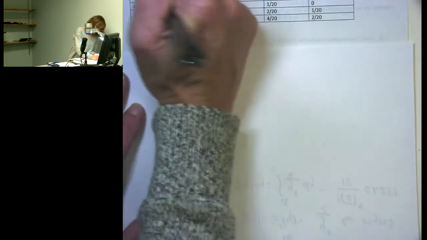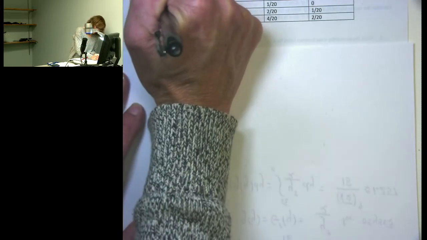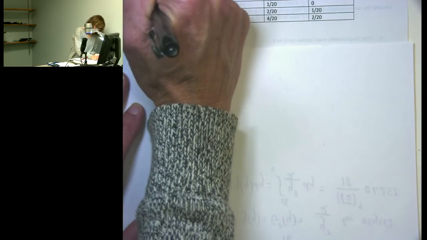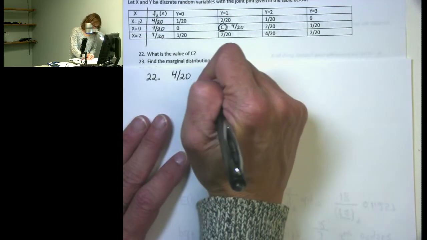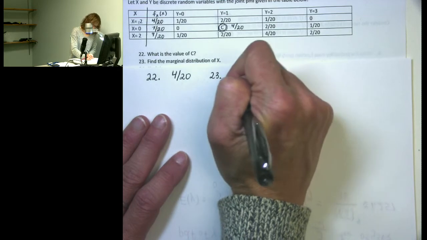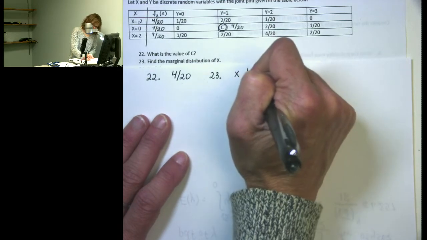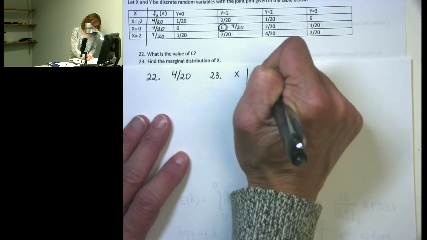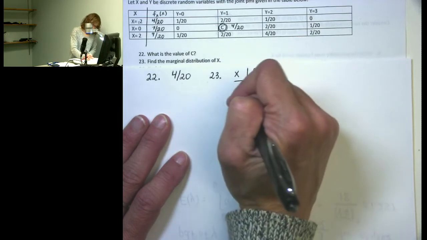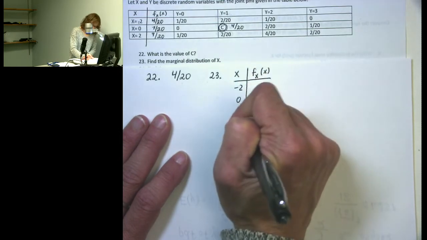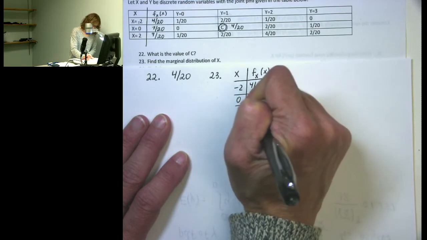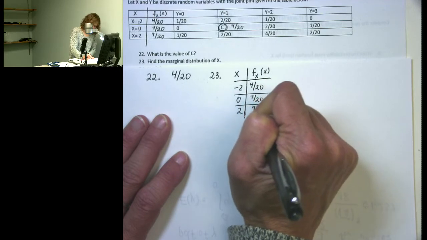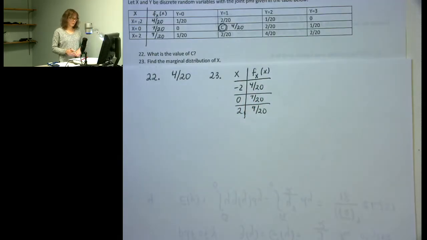So here's my marginal distribution of x there in the margin. If I wanted to write that out separately, I'd write x and the marginal distribution of x: -2, 0, and 2, with 4 out of 20, 7 out of 20, 9 out of 20. There we go. So there's our marginal distribution.